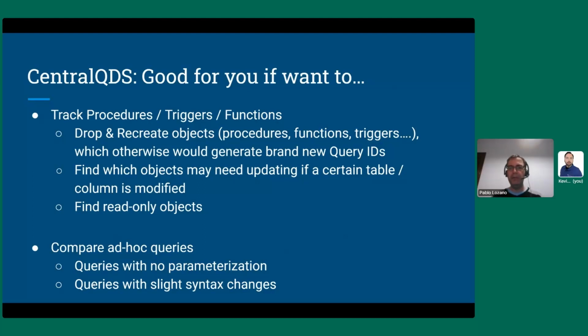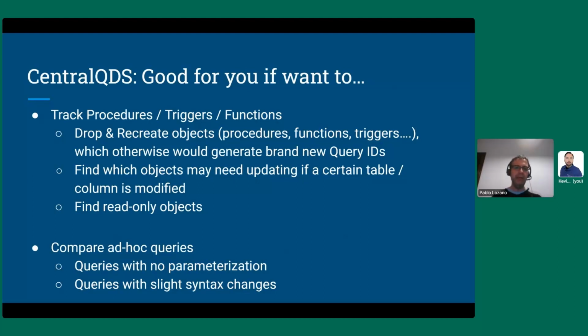So if you are using the old Query Store to keep track of a query and you decide to make a tiny change, if you run a drop and create of the object, you lost track of that query ID. You can no longer compare them using Query Store. You have to keep track of the old query ID, figure out what the new query ID is, compare them side by side, and that's something that is very annoying.